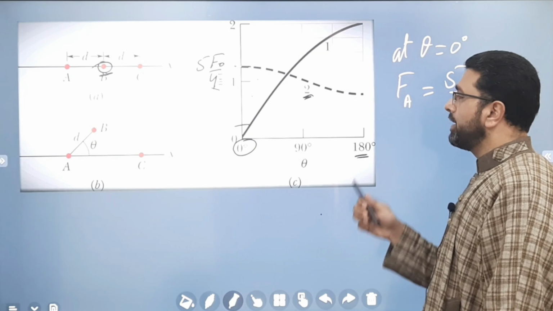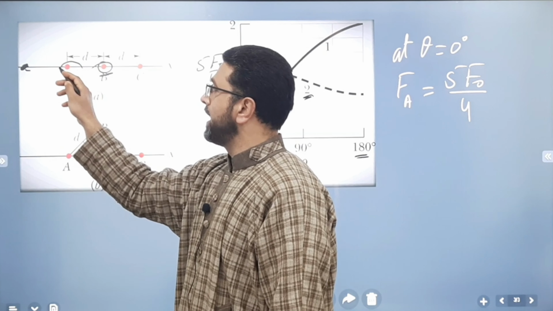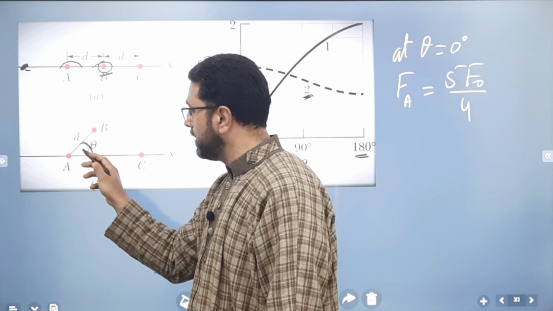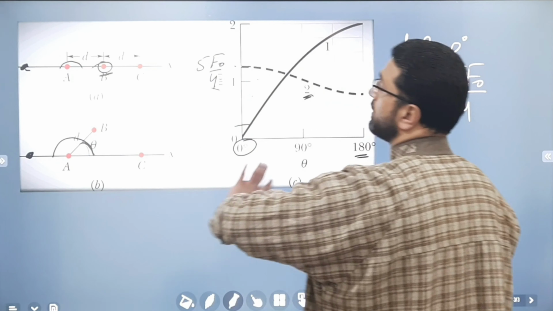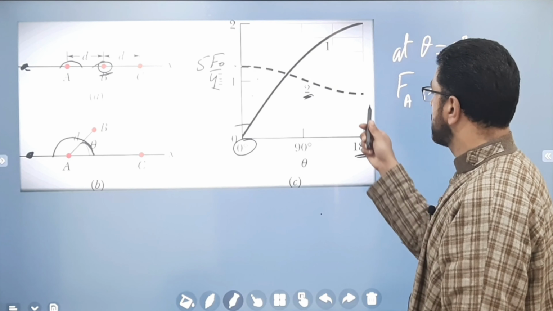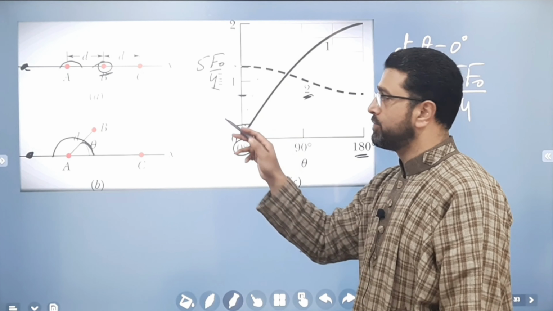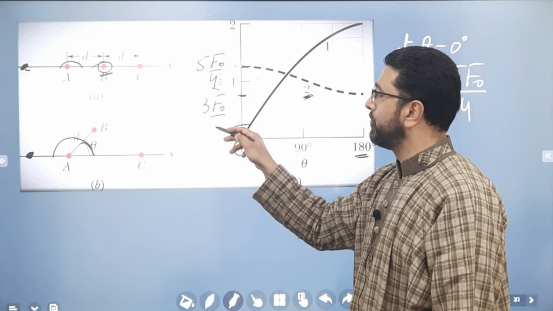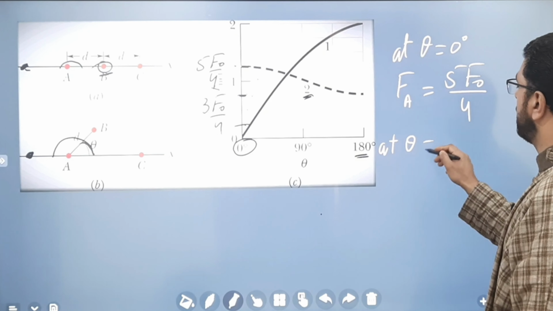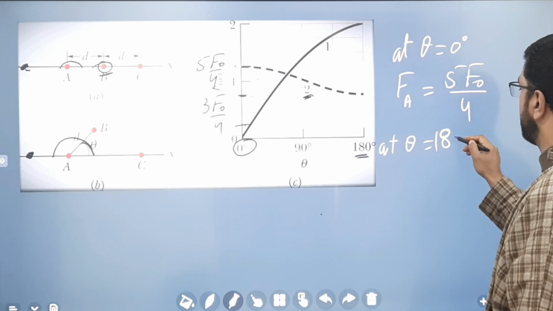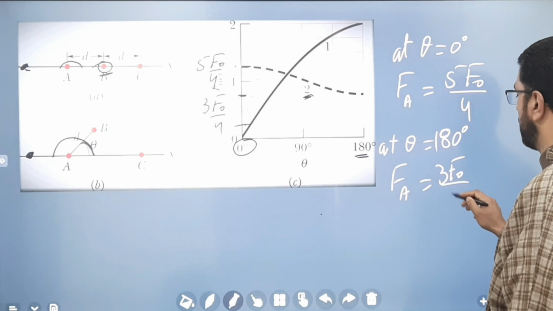And then when theta is equal to 180 degrees, particle B is on this side now. So that angle becomes 180 degrees. So this is angle theta. This angle is 180 degrees, means particle B is here. So when particle B is on the other side of A, force is here. So that is F0 by 4, 2 F0 by 4 and 3 F0 by 4. So this is 3 F0 by 4. Okay, so I'll write that here. At theta equal to 180 degrees, force on A is equal to 3 F0 divided by 4.